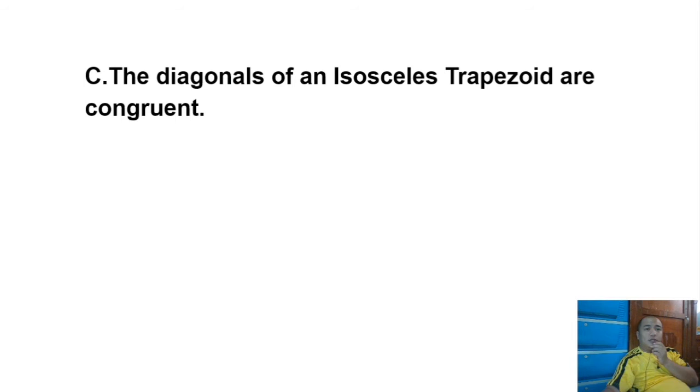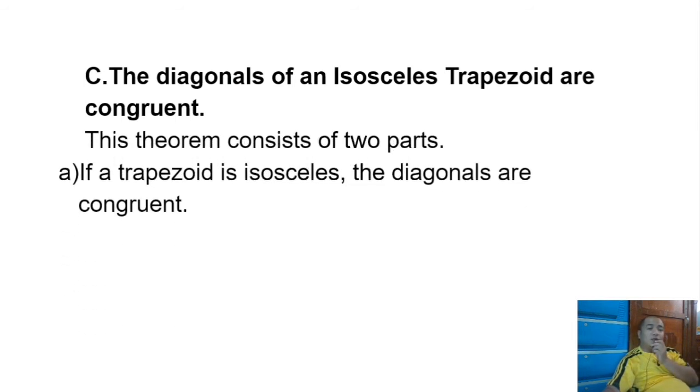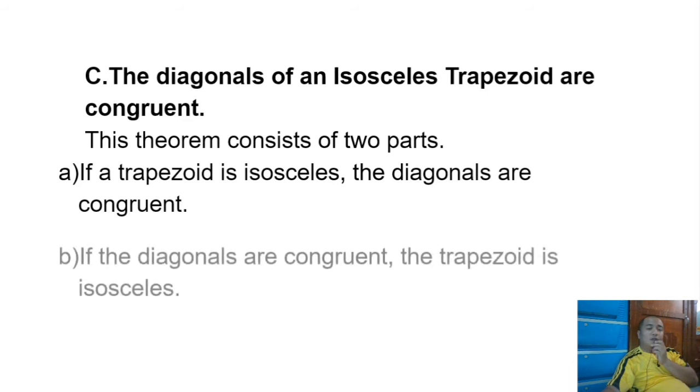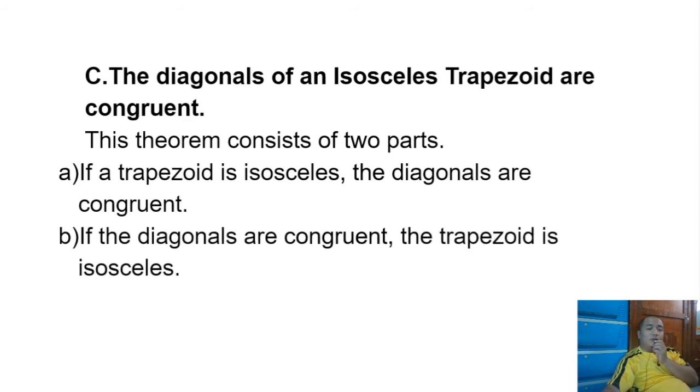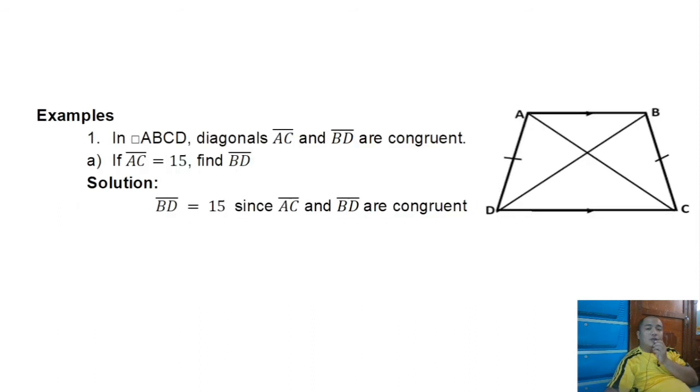Okay. Letter C. The diagonals of an isosceles trapezoid are congruent. This theorem consists of two parts. If a trapezoid is isosceles, the diagonals are congruent. If the diagonals are congruent, the trapezoid is isosceles.